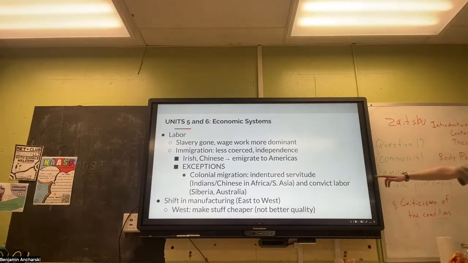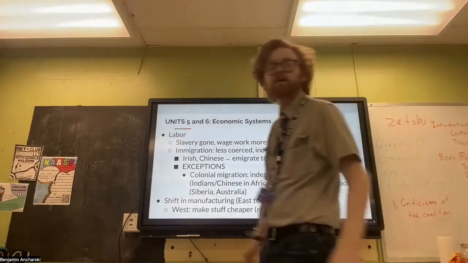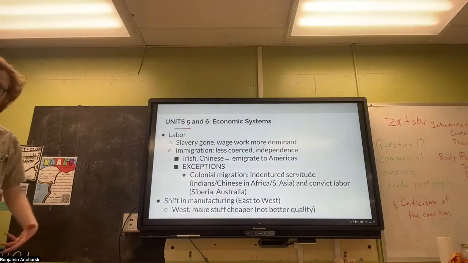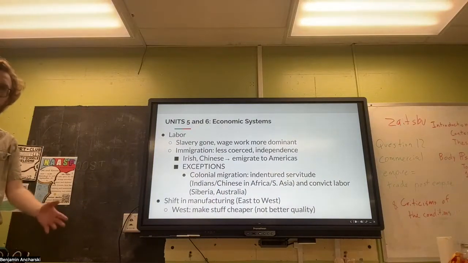We also see prisoner labor. Prisoner or convict labor was used in places like Siberia. Russia is going to use convict labor. We also see convicts being sent to Australia. So there's an example of the forced movement of people. British prisoners didn't really have a choice in going to Australia.